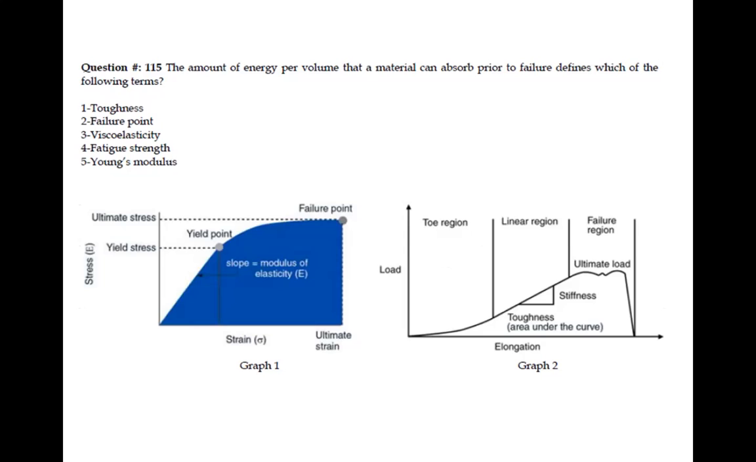The amount of energy per unit volume that a material can absorb prior to failure defines which of the following terms? Toughness, failure point, viscoelasticity, fatigue strength, Young's modulus. Answer is toughness.